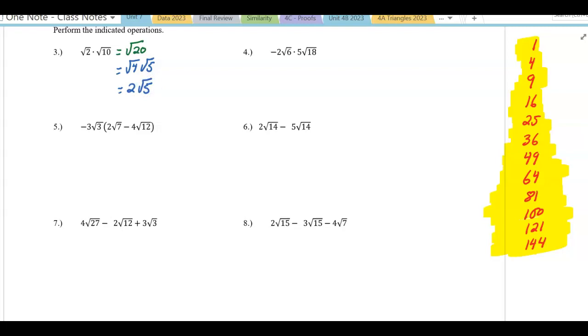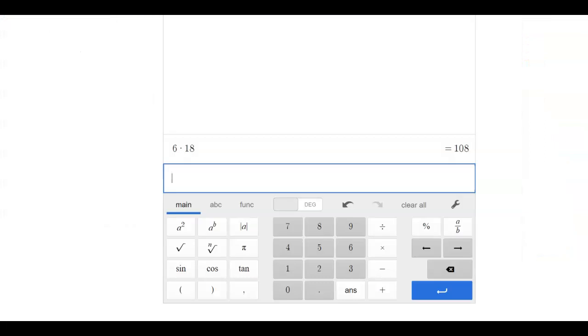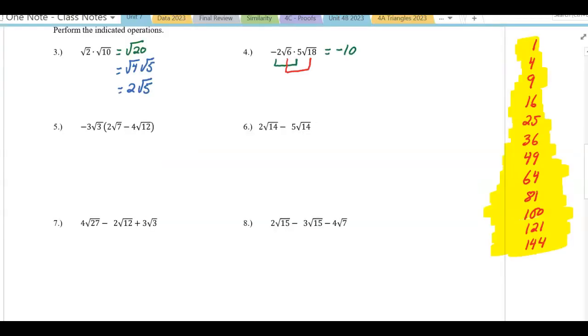In problem number 4, as Ms. Johnson explained, you could multiply the numbers in front of the radical, so you get negative 10. You can multiply the numbers underneath the radical. And in order to do that, I got my calculator out, and I did 6 times 18, and I got 108. So then this becomes negative 10 times the square root of 108.